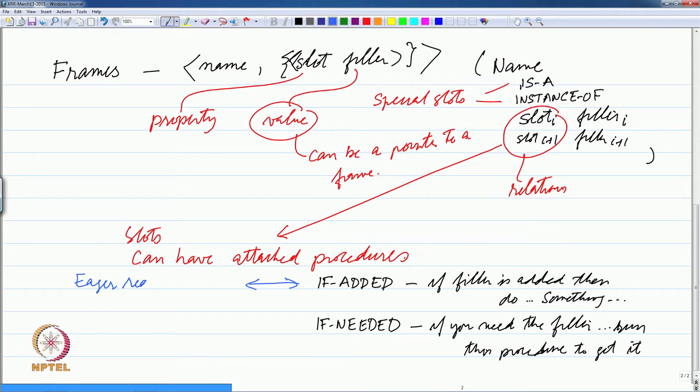Now, you can associate this if added procedure with eager reasoning, and we have discussed these concepts earlier. We also call it forward chaining. And this if needed likewise can be lazy or backward.